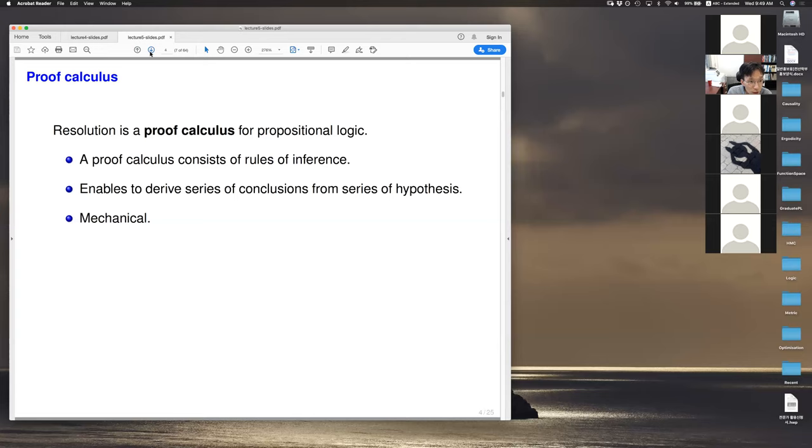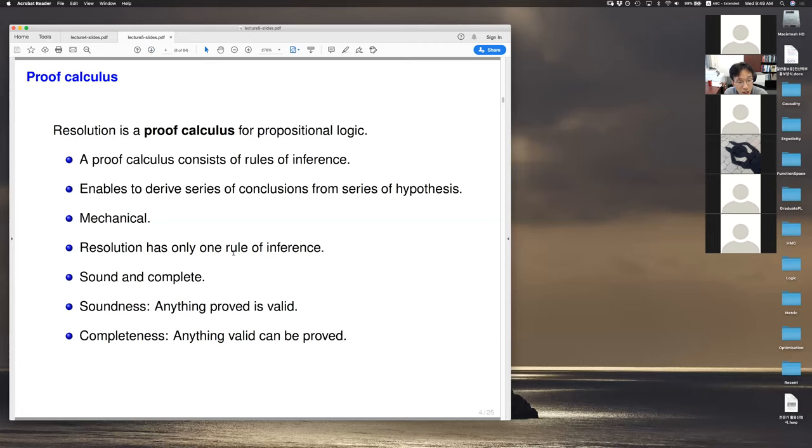Resolution is an instance of such a proof system, but it's extremely simple. Resolution has only one rule of inference. As I said, it is sound and complete. Soundness means whatever you prove is correct. So anything proved is valid. And completeness means that all the correct things can be proved. Anything valid can be proved in the system.